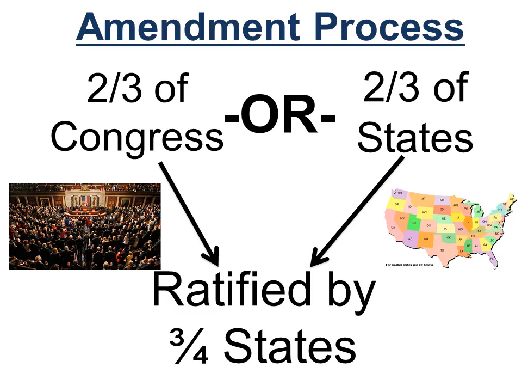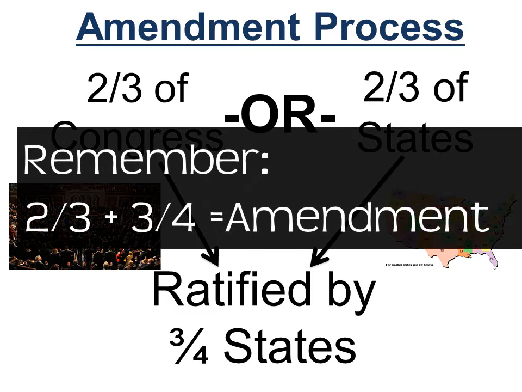So for the STAR test, remember this: 2/3 plus 3/4 equal an amendment. It's the easiest way to remember it. You don't really need to remember much more than that. 2/3 plus 3/4 equals an amendment. Okay.